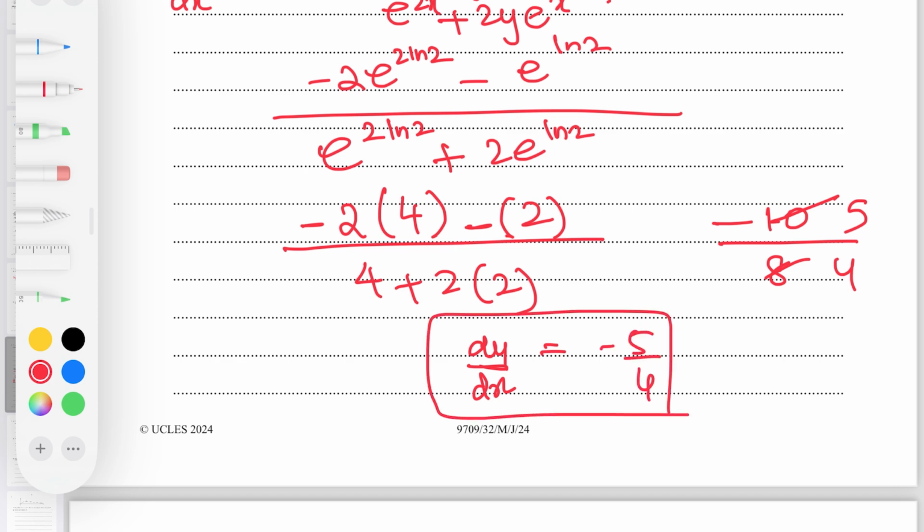Be very careful with your calculations because a little calculation error, the entire question will go wrong.